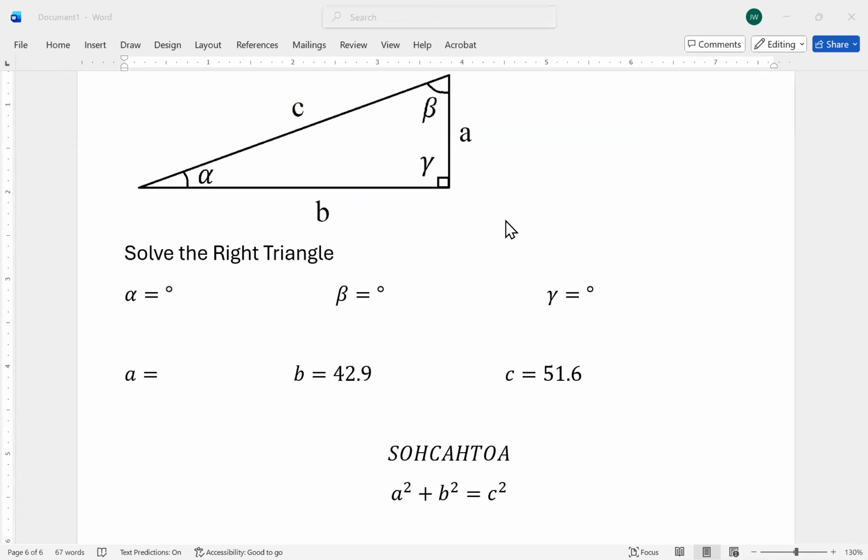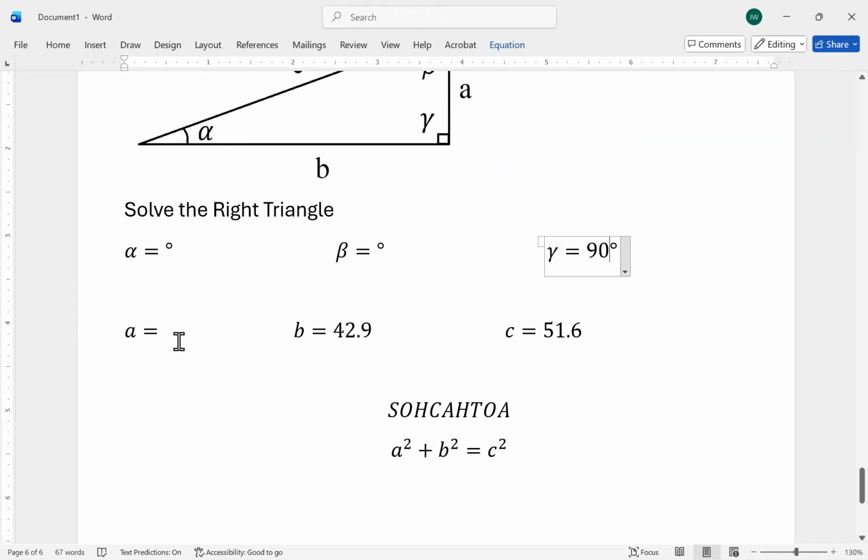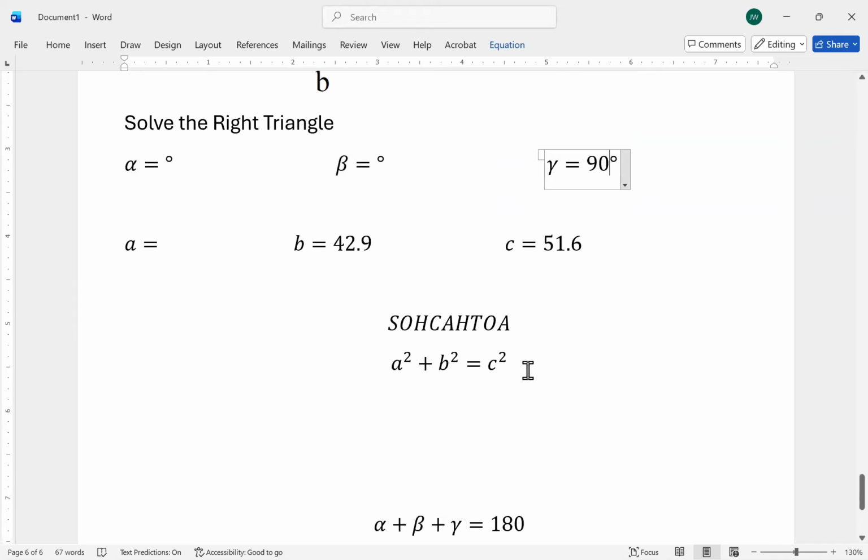All right, in this case, we're given the right triangle. We're given that B is 42.9, C is 51.6. Gamma is always going to be 90 degrees on a right triangle. Now, the first thing I have to do is figure out which thing I want to find first. Do I want to find my A? Do I want to find my alpha? Do I want to find my beta? Really doesn't matter. If I want to find A first, then I can use the Pythagorean theorem.